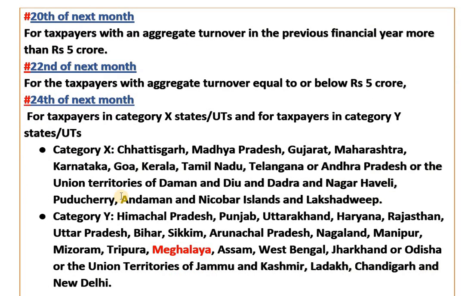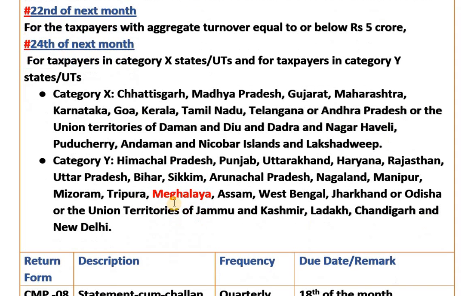What are these states? The category X states include Chhattisgarh, Madhya Pradesh, Gujarat, Maharashtra and so on, while the Y category includes Himachal, Punjab and our state Meghalaya, which also falls under the Y category, that is 24th of the next month. Clear?